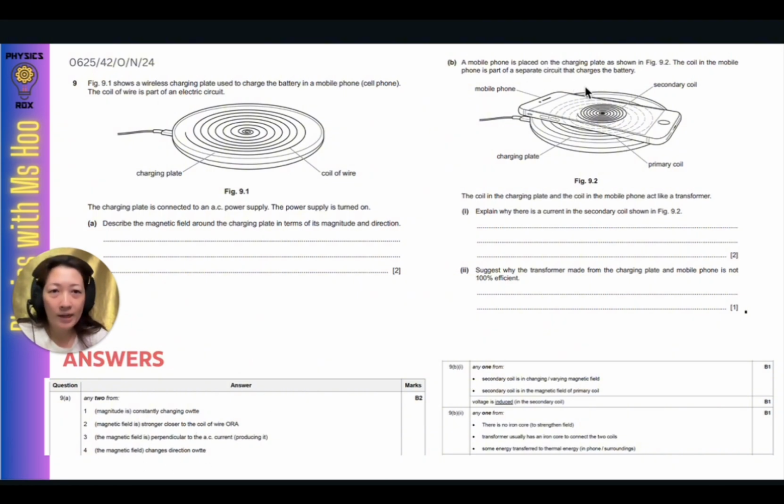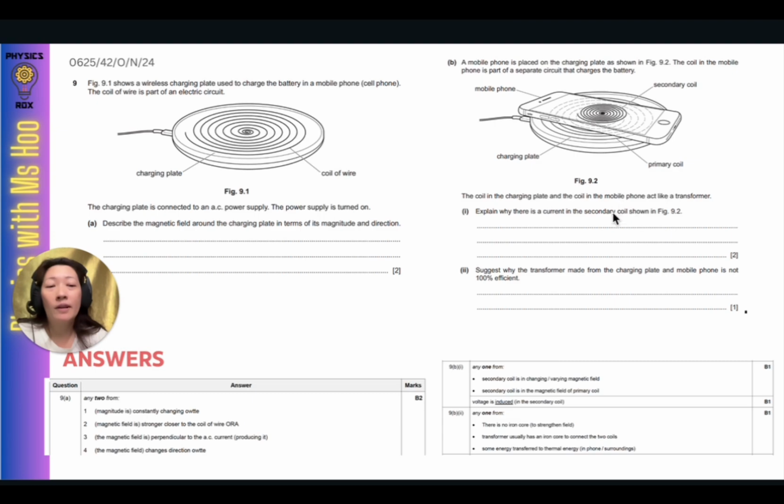For question B, a mobile phone is placed on a charging plate as shown in figure 9.2. The coil in the mobile phone is part of a separate circuit that charges the battery. The coil in the charging plate and the coil in the mobile phone act like a transformer. So here, the question has already given a hint that this is a transformer-based question. So explain why there is a current in the secondary coil shown in figure 9.2.